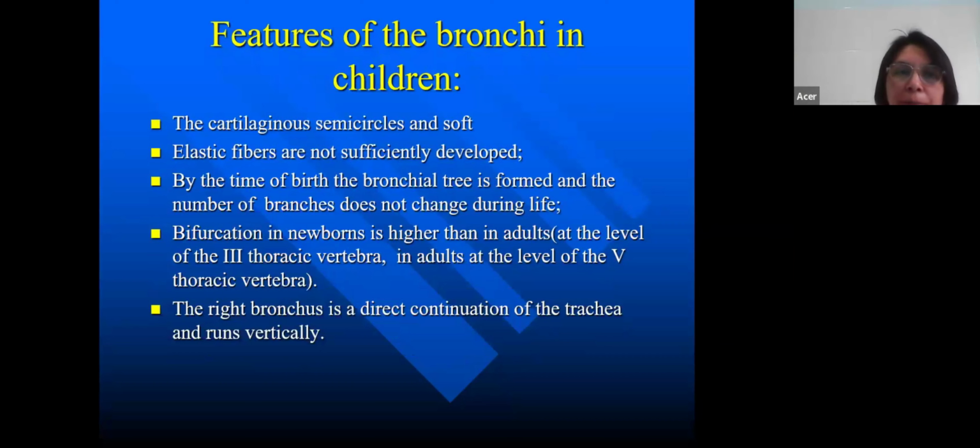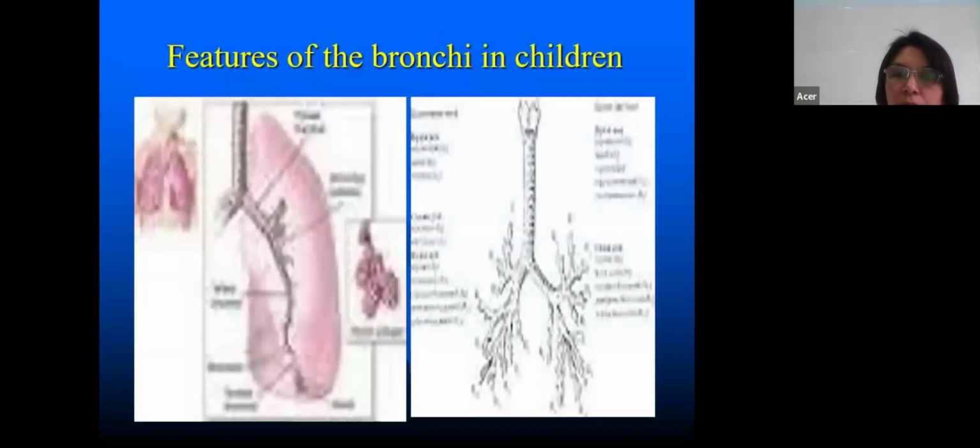Features of the bronchi. Cartilaginous, semicircular, and soft. Elastic fibers are not sufficiently developed. By the time of birth, the bronchial tree is formed and the number of branches does not change during life. Bifurcation in newborns is higher than in adults. The right bronchus is a direct continuation of the trachea and runs vertically.